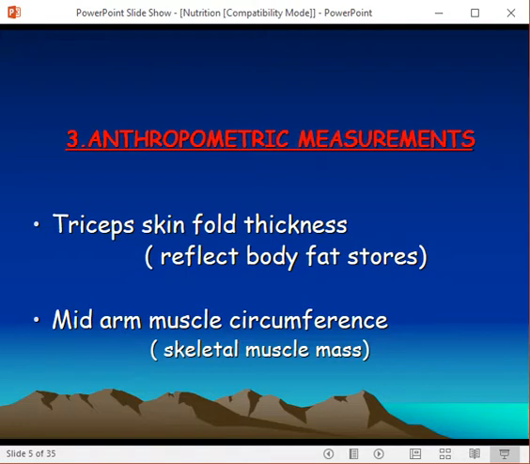The third is anthropometric measurements. The triceps skin fold thickness reflects the body fat stores. Then the mid-arm muscle circumference shows the skeletal muscle mass. Obviously, this is reduced if there is a nutritional deficiency.